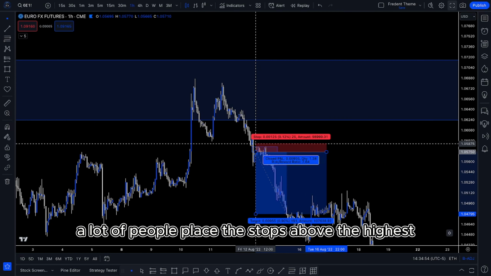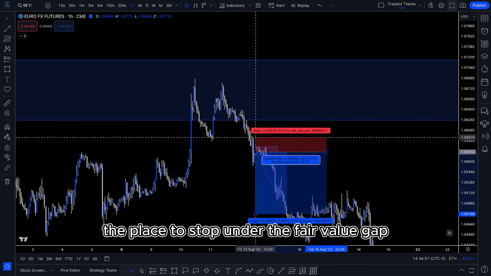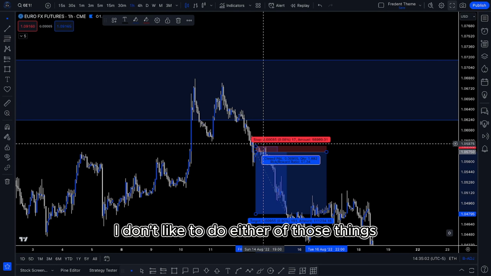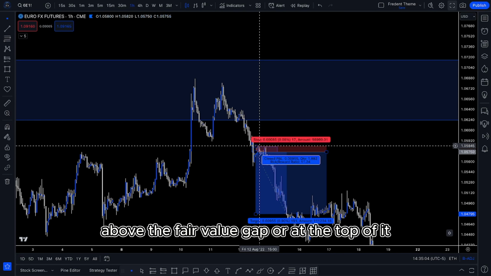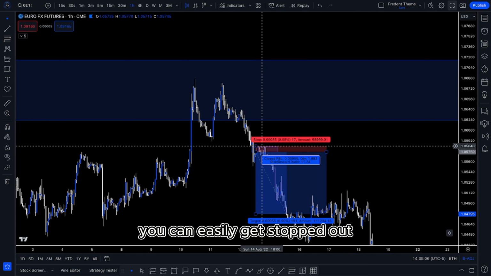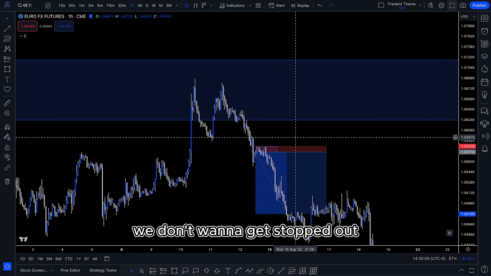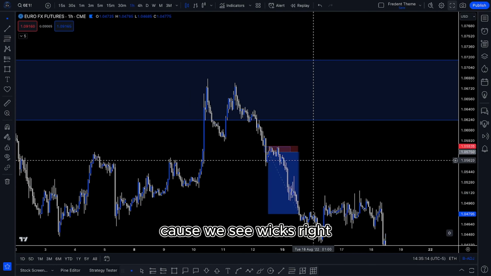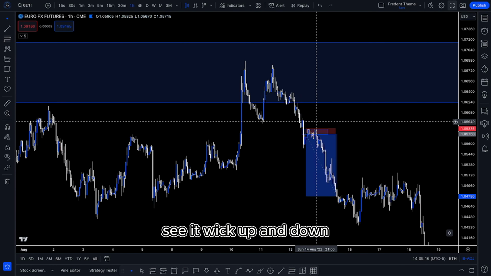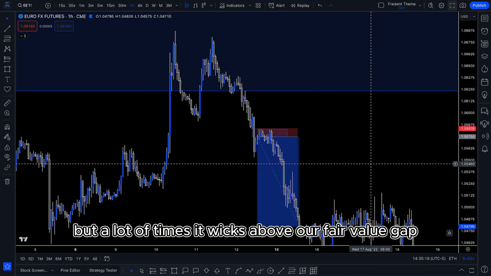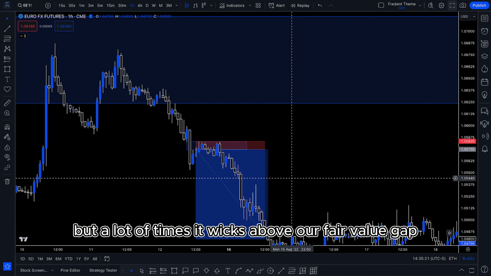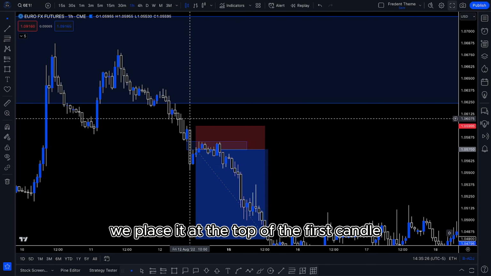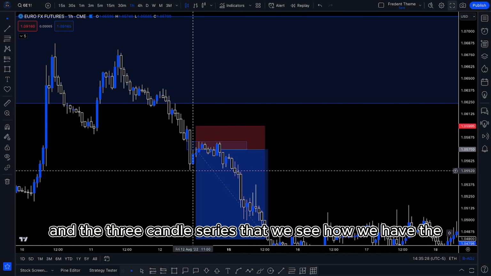A lot of people place their stops above the highs, or they place the stop under the fair value gap. I don't like to do either of those things. If you place it above the fair value gap or at the top of it, you can easily get stopped out. We don't want to get stopped out, because we see wicks, right? We see it wick up and down. We see that a lot of times, not here, but a lot of times it wicks above our fair value gap. So what do? We place it at the top of the first candle in the 3 candle series that we see.